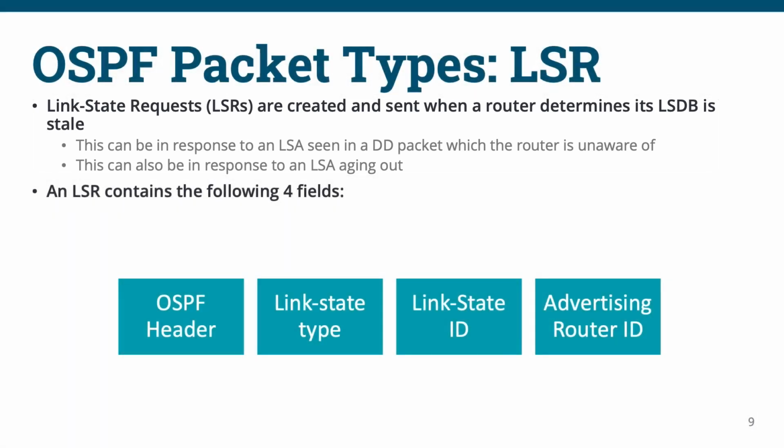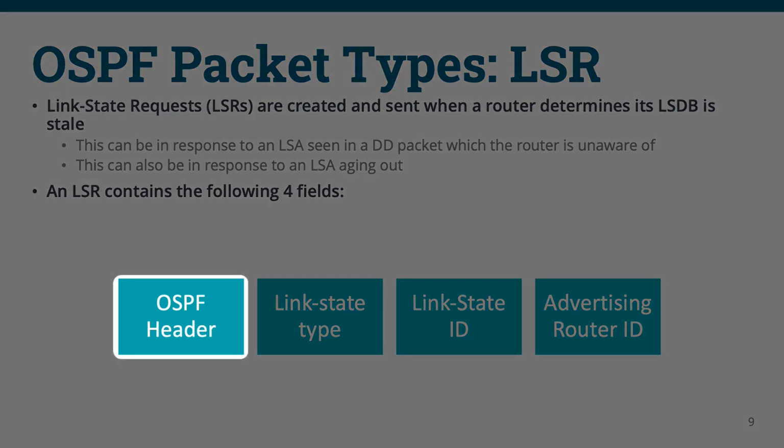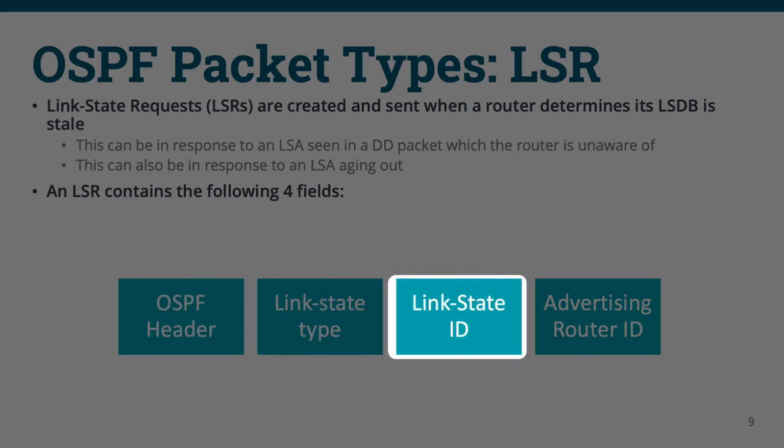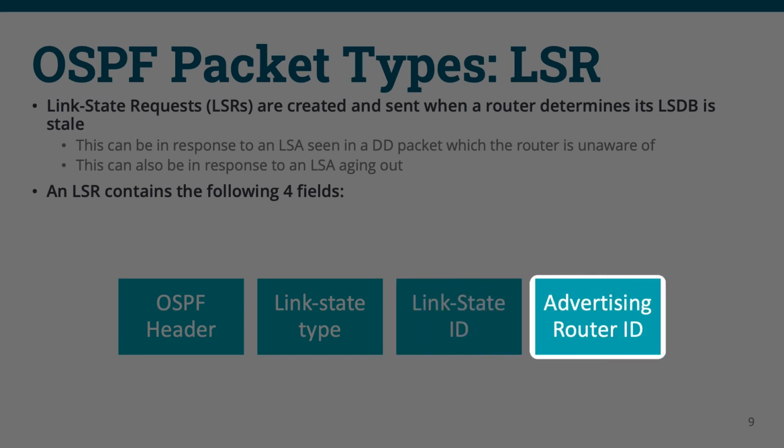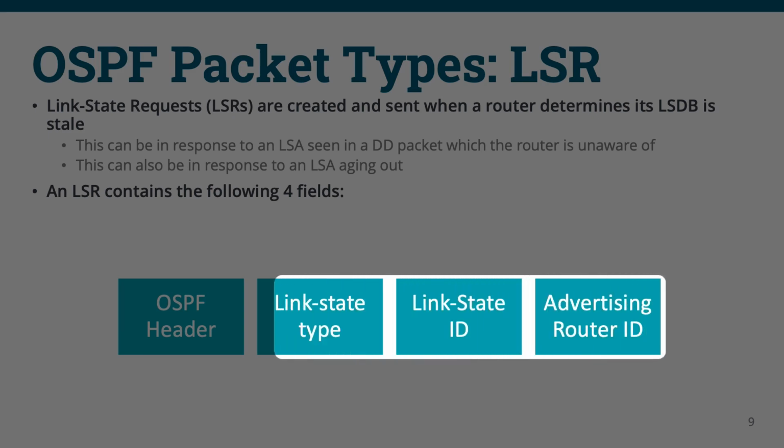The LSR packet contains 4 fields: the OSPF header that's included with all packets, the link state type, the link state ID, which is the same as the LSA header, and the advertising router ID. These 3 fields uniquely identify an LSA. However, it does not specify which version of the LSA is being requested. It's understood that an LSR is always requesting the most recent version of an LSA. A separate LSR is sent for every LSA that the sending router is requesting a copy of.